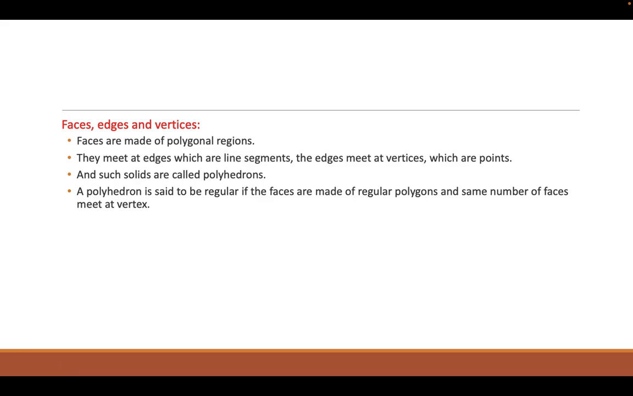Now we are studying three-dimensional or solid shapes. So you should understand what the faces, edges, and vertices are. That helps us in mensuration. Faces are made of polygonal regions. Polygonal means having three or more sides. That's called faces. They meet at edges. So the faces meet at edges, which are line segments, and the edges meet at vertices. So this is the basic difference between a face, an edge, and vertices. We can understand with more diagrams.